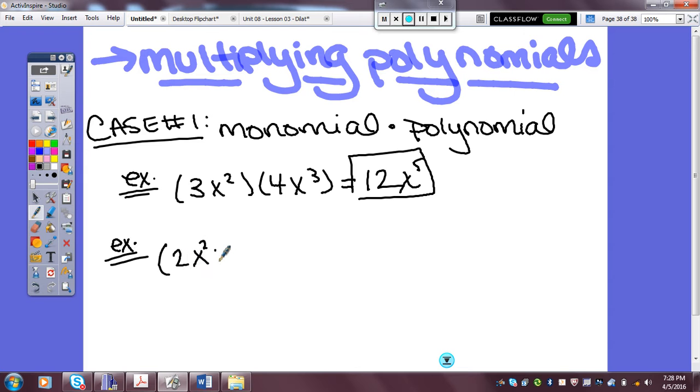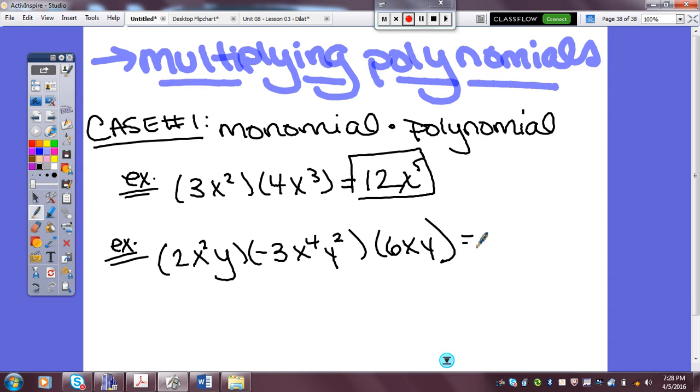So let's do another one. 2x squared y times negative 3x to the 4th y squared times 6xy. Okay? This is just a monomial times a monomial times a monomial. So what am I going to do first? Multiply my coefficients. 2 times negative 3 is negative 6. Negative 6 times 6 is negative 36.